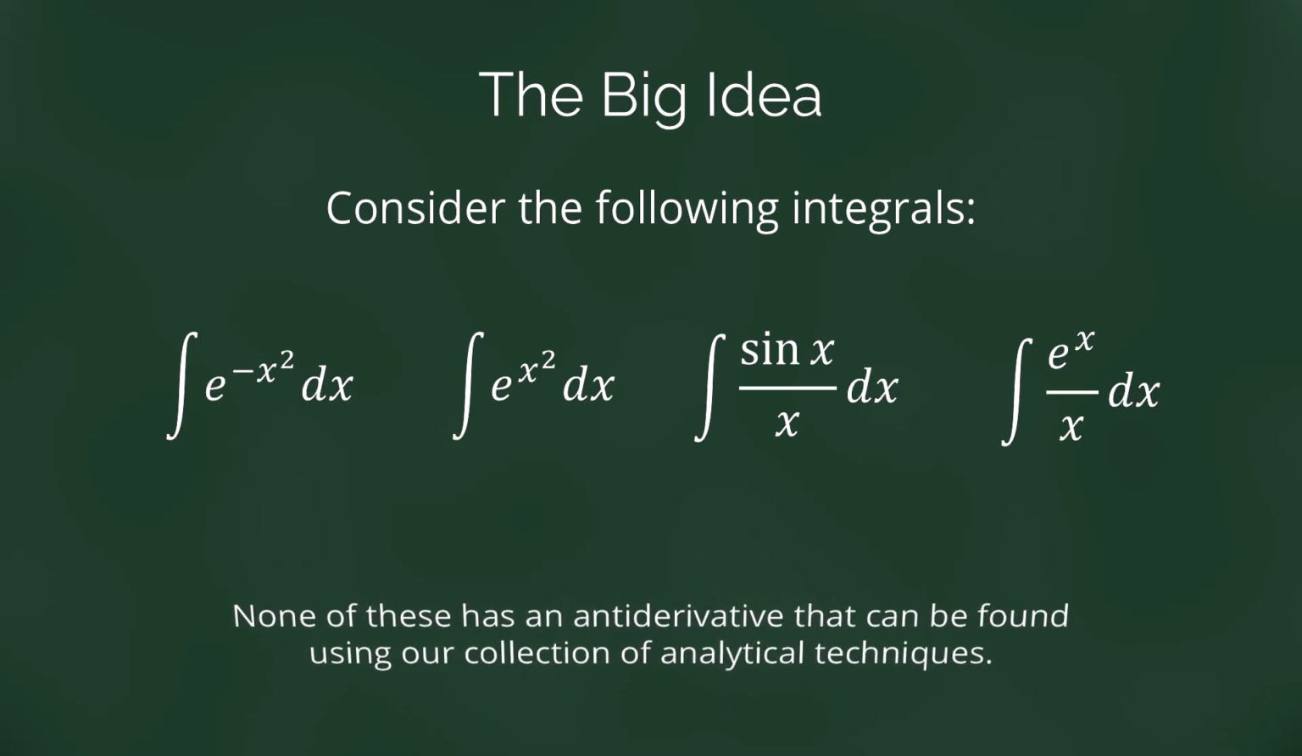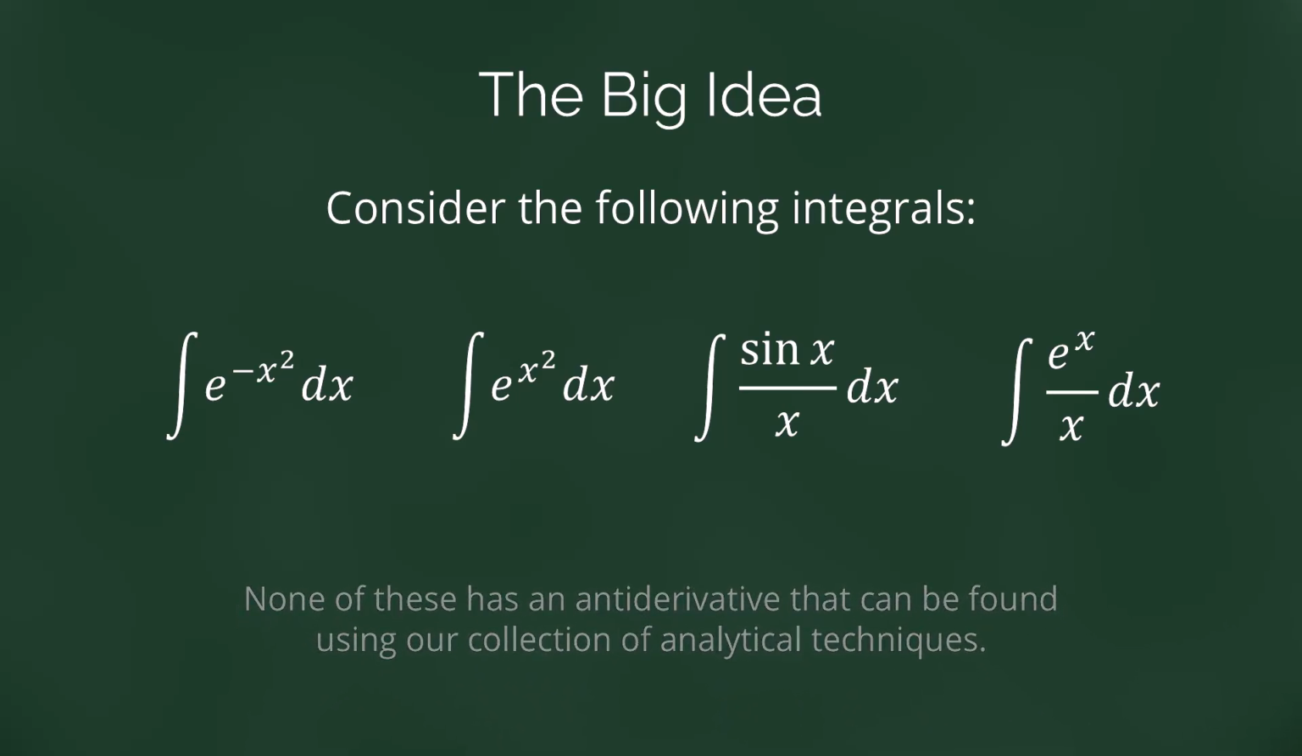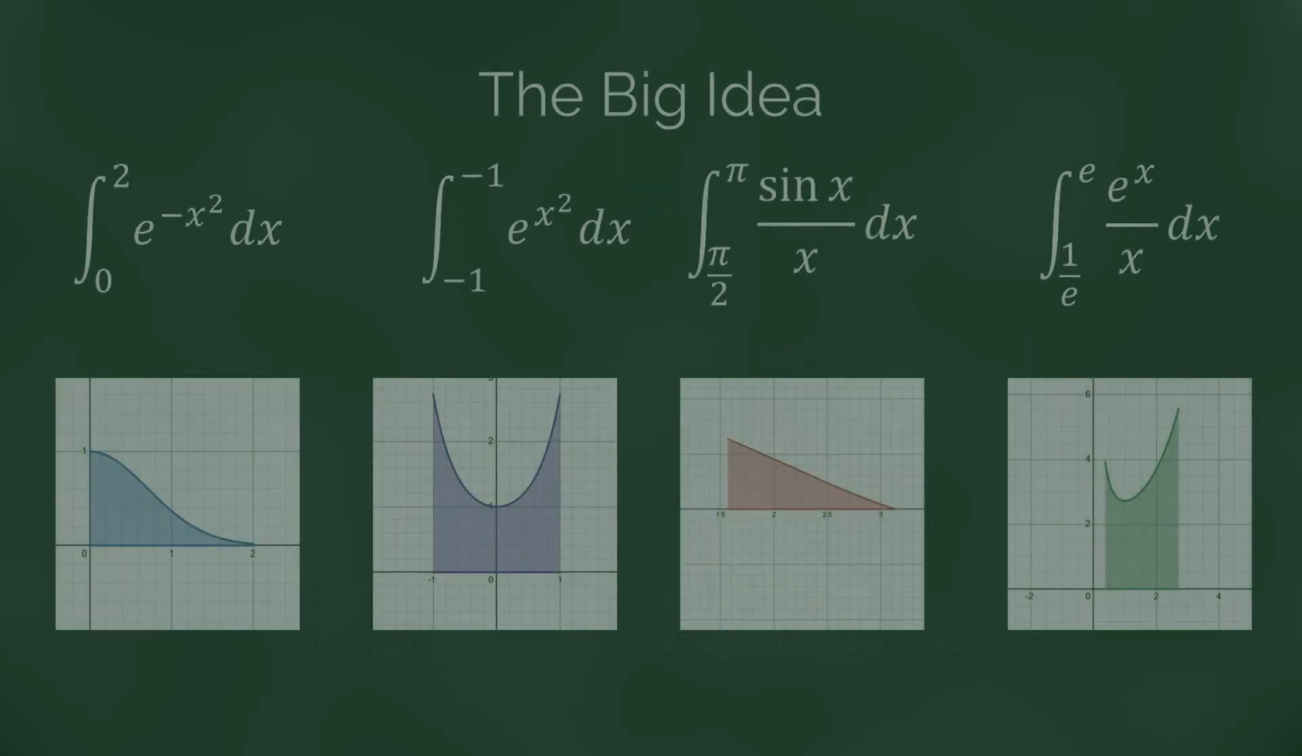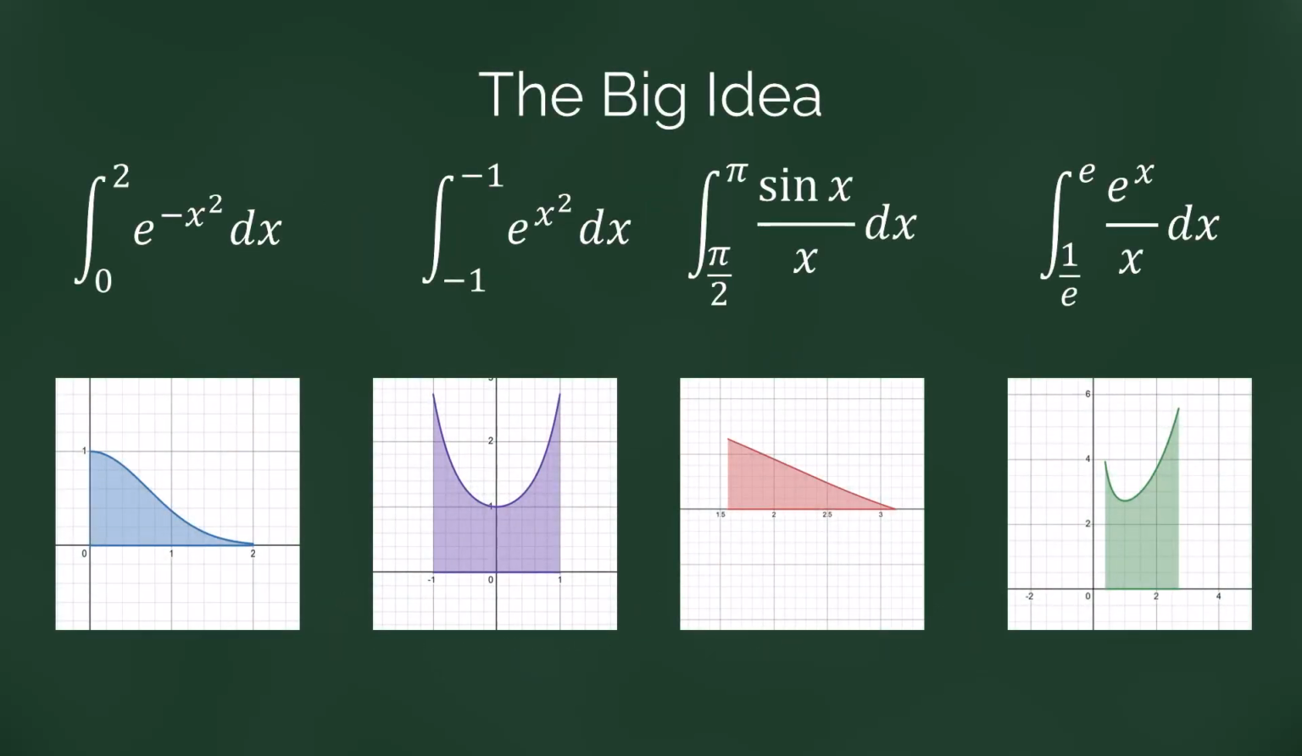None of these has an antiderivative that can be found using any of our analytical techniques. However, by examining their graphs, we can see that over particular intervals, they clearly have area trapped beneath them and the x-axis, and it might be useful to be able to calculate these areas. What we're going to look at now are 3 techniques that allow us to estimate these areas, and we'll also examine ways that we can figure out exactly how much error is involved in each of these estimates.